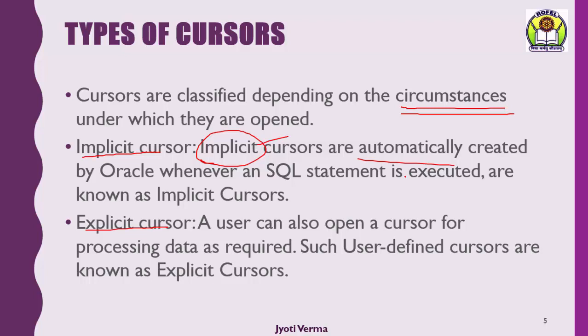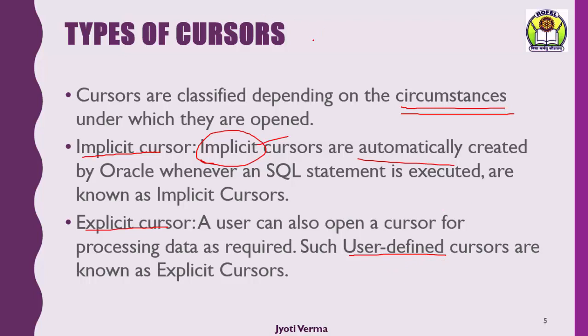Now, when we require to open a cursor explicitly for our own use, that means what? The Oracle is totally unaware and it is not compelled to open the cursor, but we are compelling the Oracle engine to open the cursor, and that cursor is called explicit cursor. We are opening, that means what? It is a user-defined cursor. The cursor which a programmer opens for the manipulation of the data is called explicit cursor.